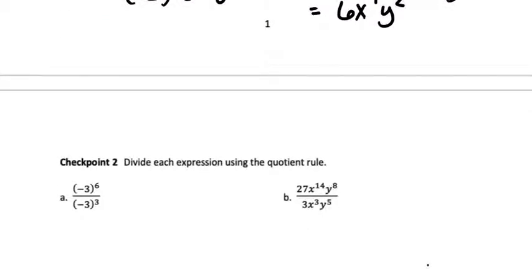So next you should look at checkpoint 2. Do these in your notes, check your answers, and then move on with the rest of the video.